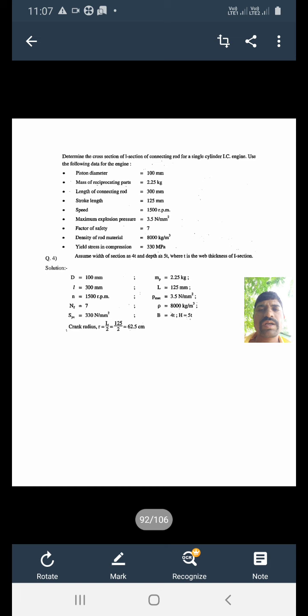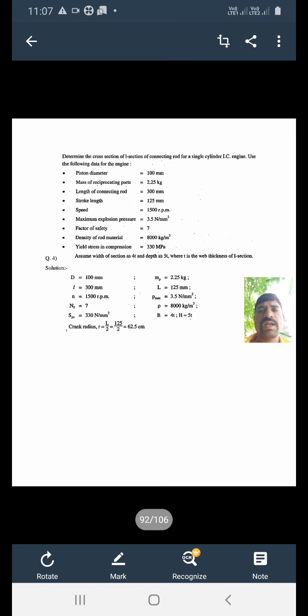Use the following data for the engine. Piston diameter is given 100 mm. This is denoted by D. Mass of reciprocating part is given 2.25 kg. It is denoted by MP. Length of the connecting rod, small l, is given 300 mm. Stroke length is given 125 mm. It is denoted by the capital L.